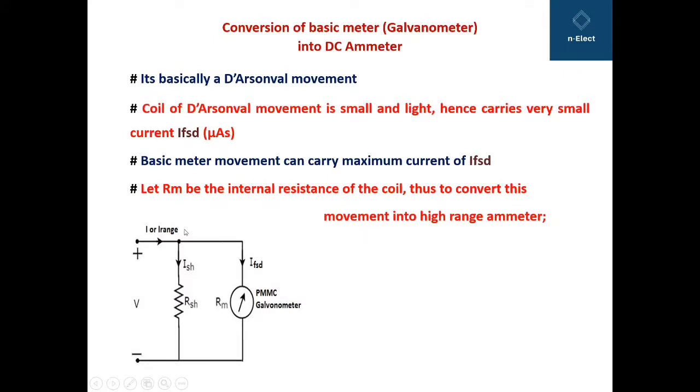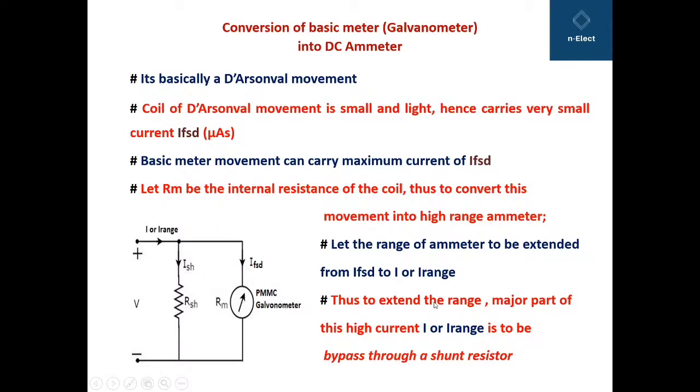So here in the diagram you can clearly see the d-Arsonval movement or PMMC or galvanometer, through which the maximum current which can flow will be IFSD, and let Rm be the internal resistance of the coil of the meter. Thus, to convert this movement or this PMMC or galvanometer into high range ammeter, which will have the range of I or I range, let the range of ammeter be extended from IFSD to I range. So we will have to make some necessary changes in the given circuit diagram.